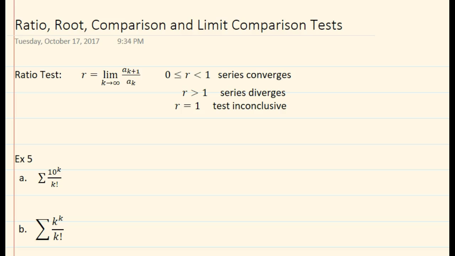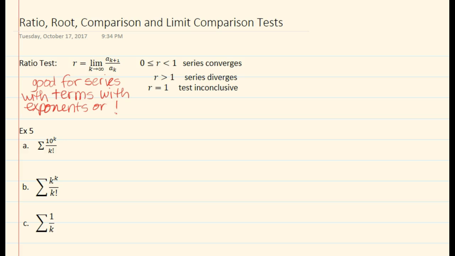One thing I do want to point out is that this test is actually really good for series that have terms with exponents and/or factorials. When we're trying to test for convergence, one of the first tests that we should always try is the divergence test. That will let us know if it diverges right away or if we have to use this ratio test. So let's use the divergence test on example number 5, part A.